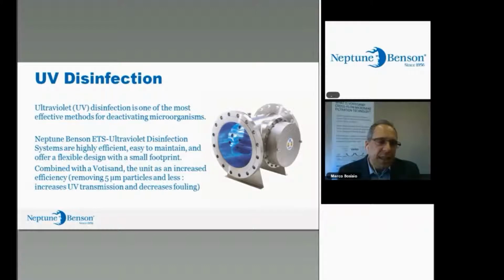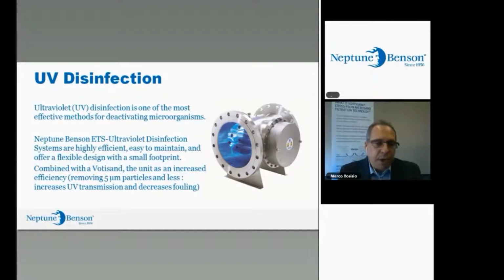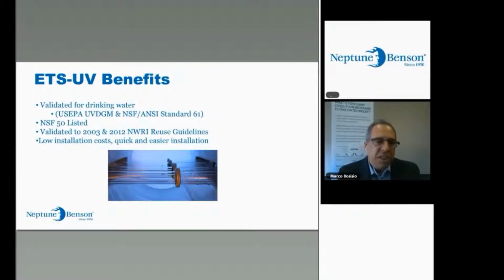Again, just a few words to say that we do have a very efficient UV reactor at Neptune, the ETS model. By combining the Vorticen and the UV product, we believe we have a very competitive solution, making sure the UV will be very efficient, having clear water. Having these two systems together, we believe, brings a very good product to the market.